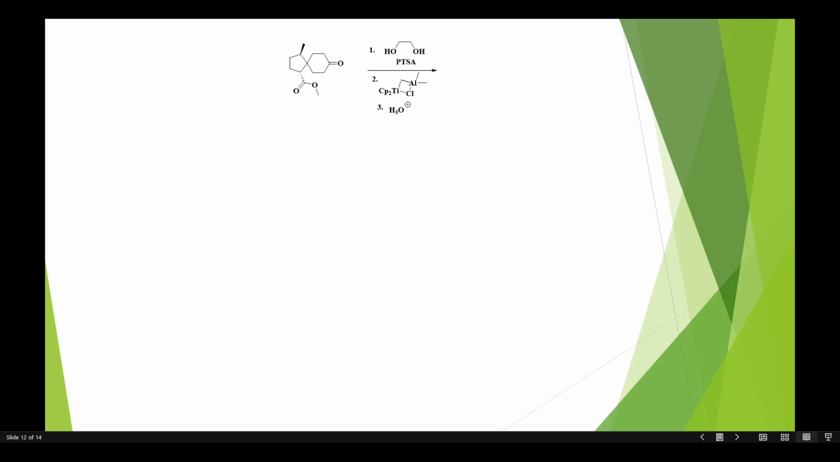But in the Tebbe reaction, by using that titanium reagent, you can convert our ester group to the corresponding alkene also. Yeah, that is the good thing about the Tebbe reaction. But in the Wittig reaction, we can only convert our keto and aldehyde group to the corresponding mono or disubstituted alkene. In the whole reaction, what will actually happen?